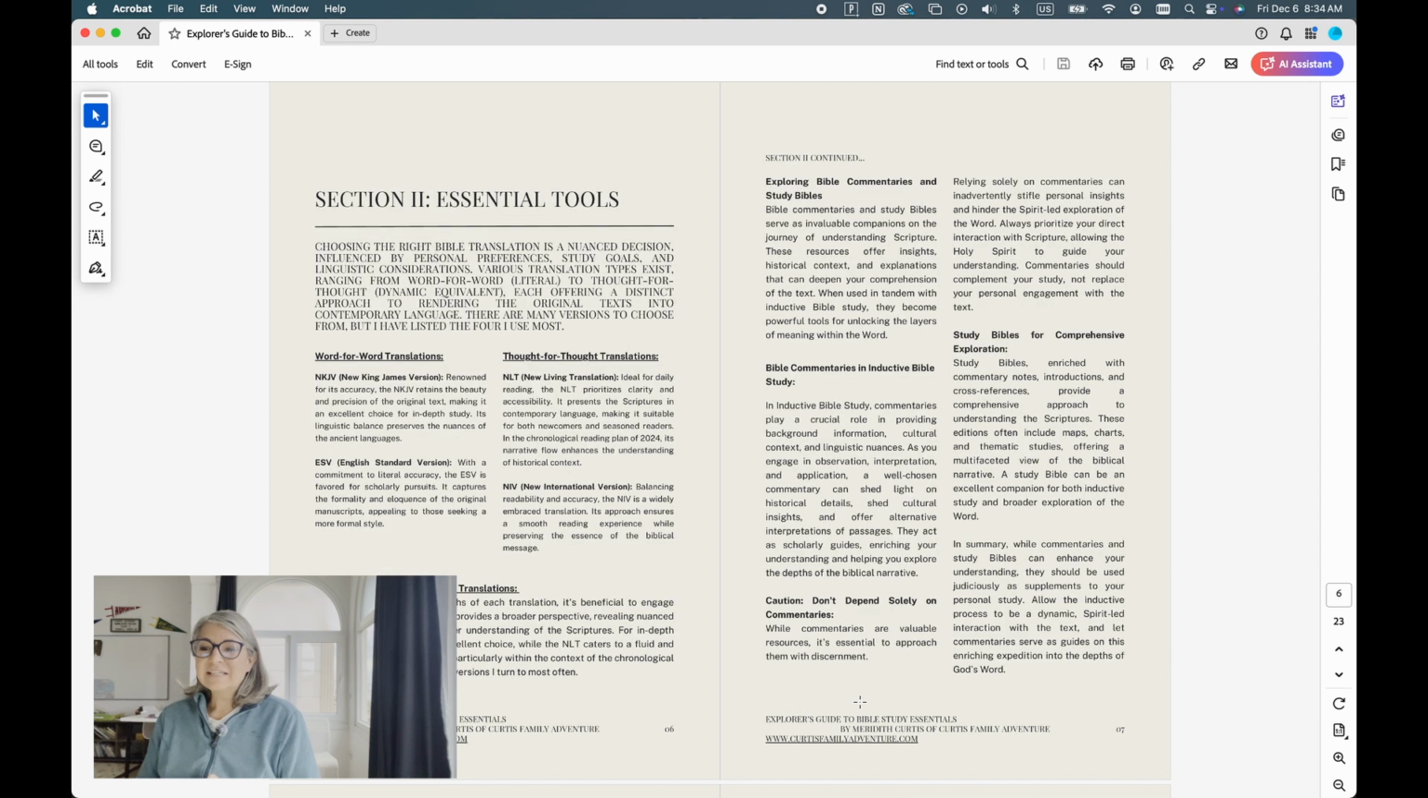In section two, I go into essential tools. We're going to talk about different English translations, word for word translations versus thought for thought translations, and how both are really powerful to read. And talk about commentaries, when and how to use commentaries.